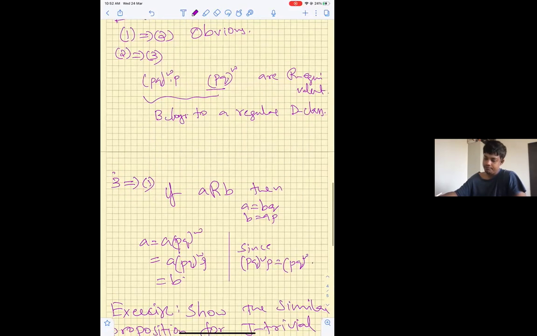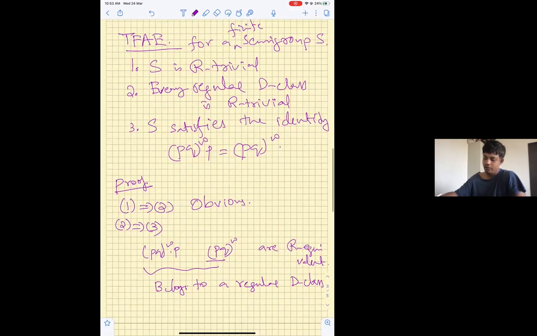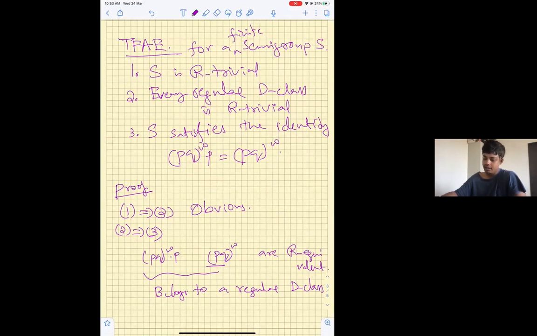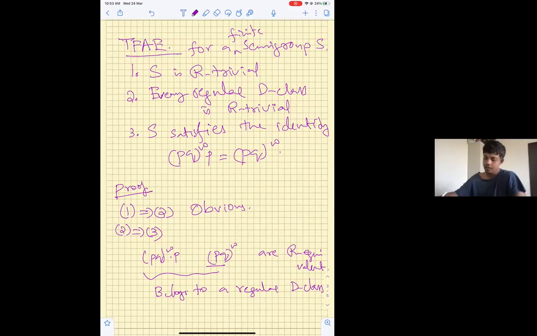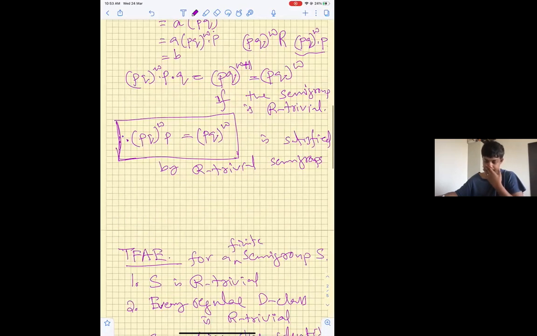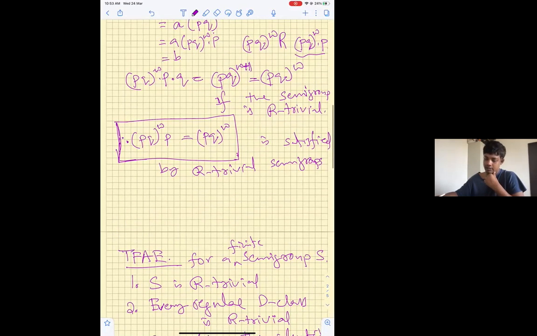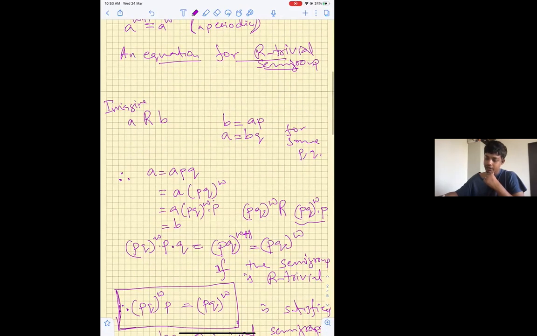Okay. All right. So now we know how to write an identity for R trivial semigroups. And can you guess what will be the identity for L trivial semigroups? Q on the left hand side. You can take Q times QP power omega is equal to QP power omega, something like that. Okay. All right. So that is the identity for R trivial semigroups.